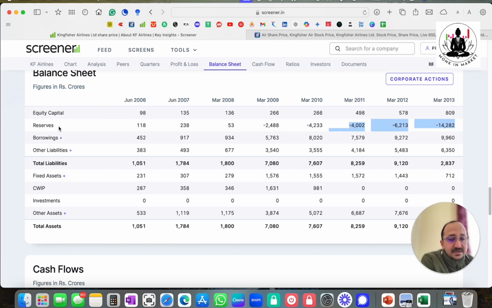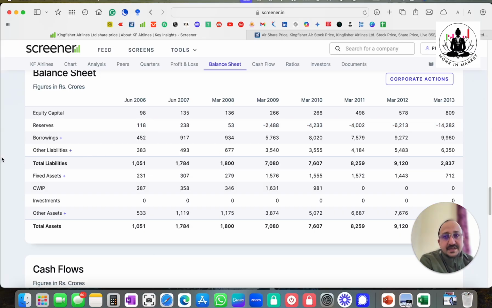So these are called reserves and surpluses. It should be increasing. So over here, let's see, is it increasing? It was, but then it became negative. So it went low and low and low. So it's a red flag, completely no, cross.